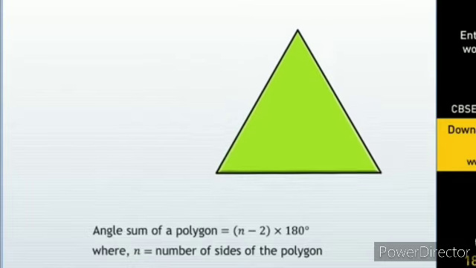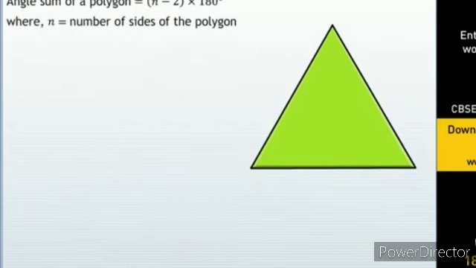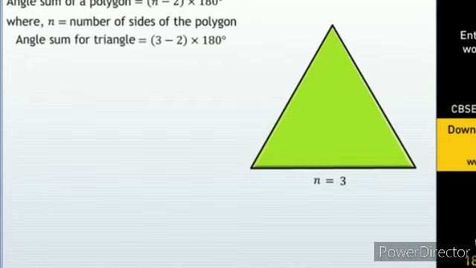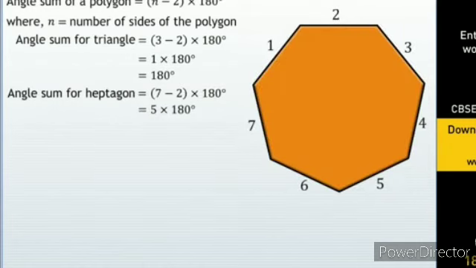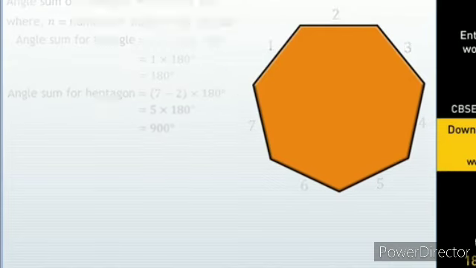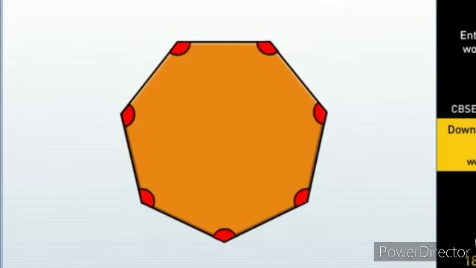Let's verify the formula for the triangle. It consists of 3 sides. Therefore, n is equal to 3. Therefore, the angle sum of a triangle is equal to 180 degrees. If we consider the heptagon, the angle sum is 900 degrees. So far, we have discussed interior angles.